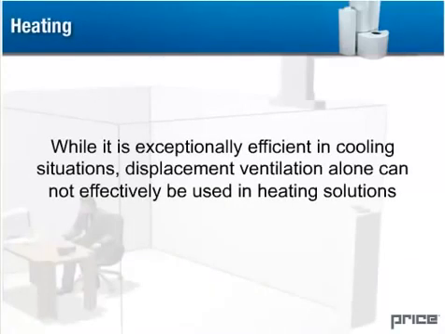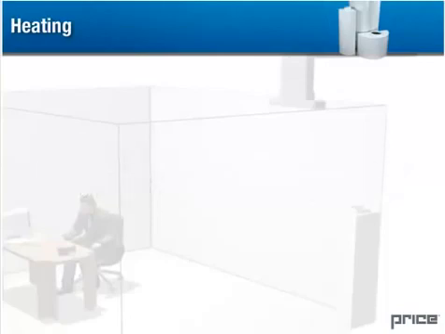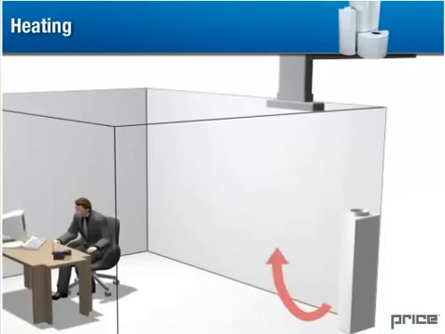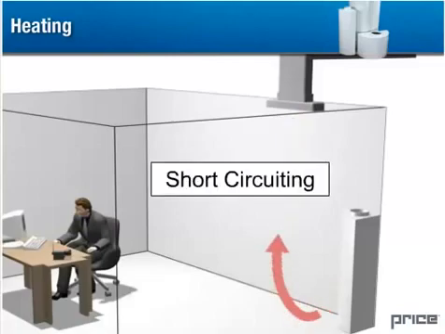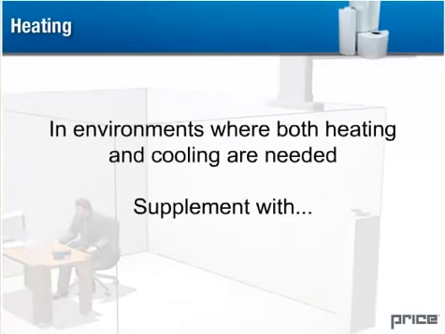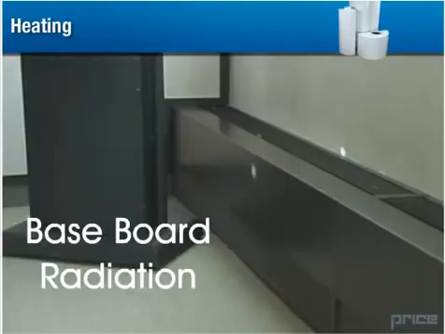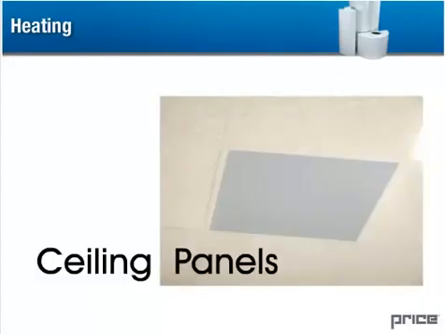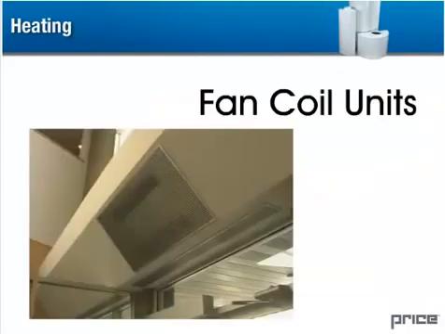While it is exceptionally efficient in cooling situations, displacement ventilation alone cannot effectively be used in heating solutions. Heated air introduced by the diffuser tends to rise and reach the returns before they get a chance to enter the occupied space, thereby short-circuiting the system. In environments where both heating and cooling are needed, the displacement ventilation system should be supplemented with options such as baseboard radiation, ceiling panels, or fan coil units.